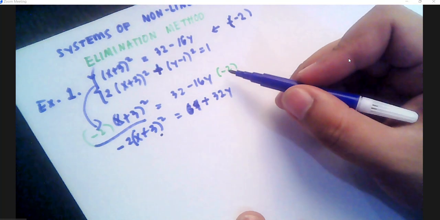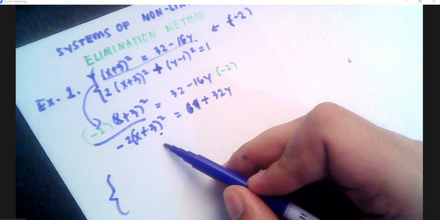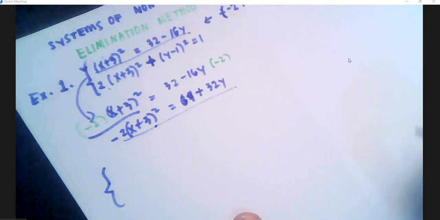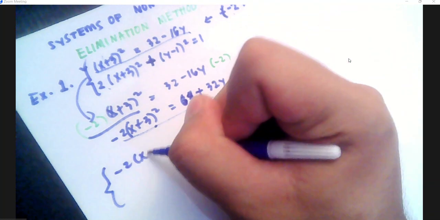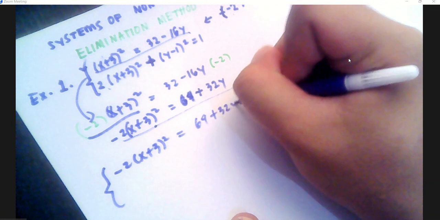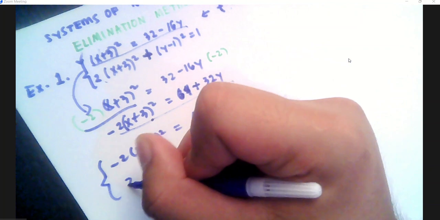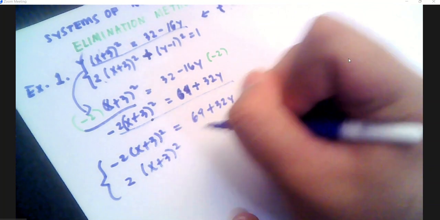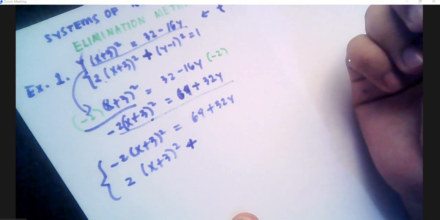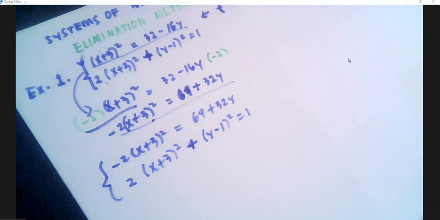So let us try to pair it again. Okay, these two. So again, this one becomes this because we multiplied by -2 in the hope that we can eliminate that. So let me copy it in. -2 times x plus 3 squared equals -64 plus 32y. And let us copy the second one. 2 times x plus 3 squared is equal to, and now you can see that it makes sense now, plus y minus 1 squared is equal to 1.